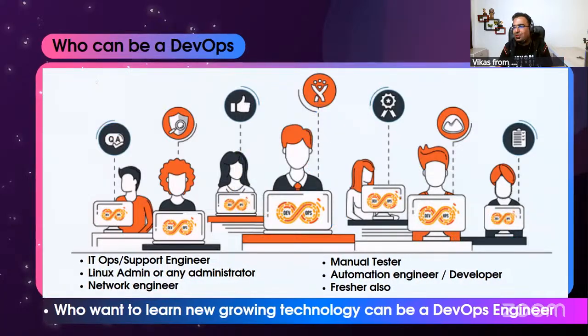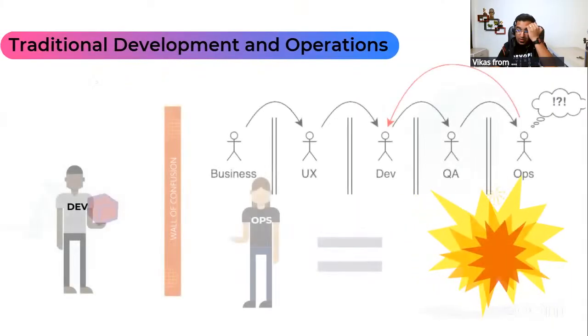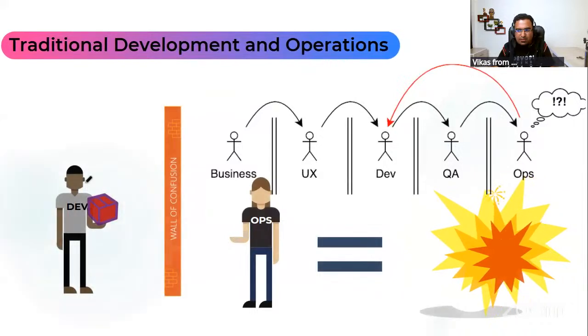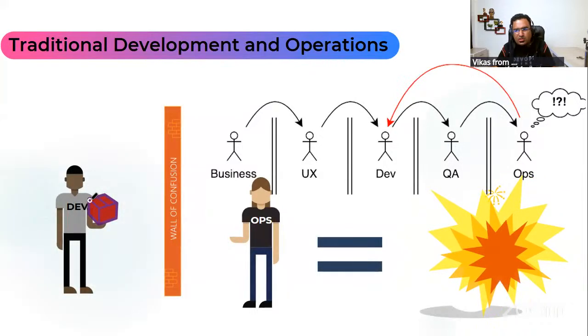Okay, now in the traditional way, earlier, about 5 years back, what happened? The developer has written the code and he created a build. Now let's assume he wrote the code in the Java language and created a build. How will the Java code become a build? What is the command? What is the tool?